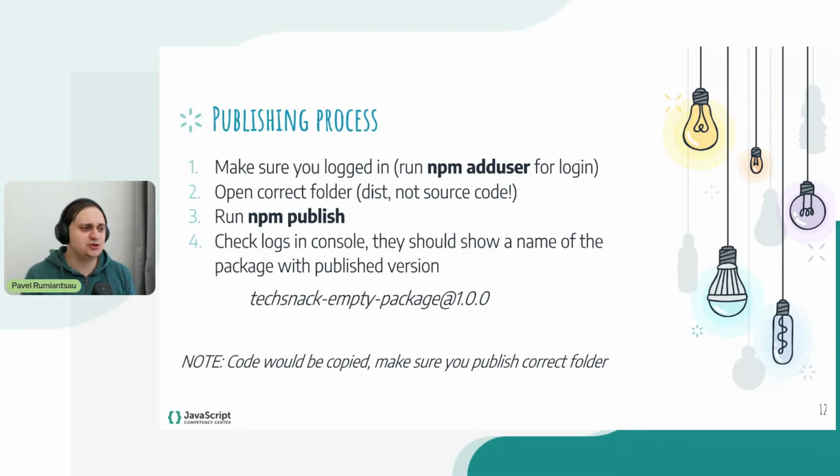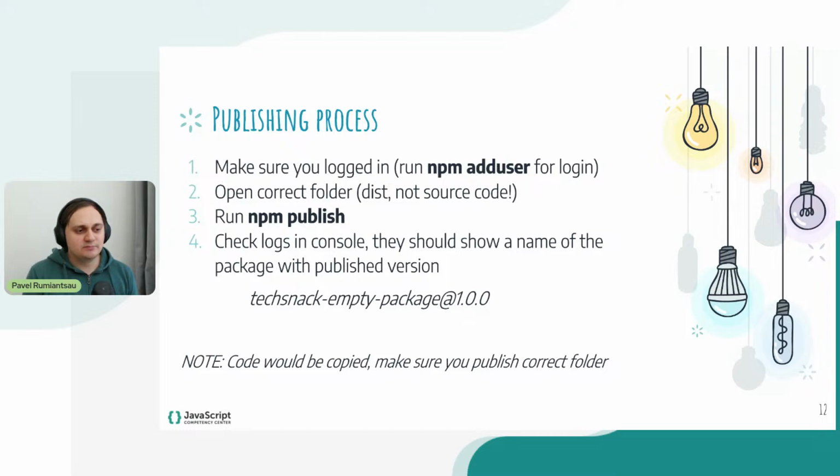You're just running publish. When everything is okay, you will see a success message which will show you that the specific version of the specific library was published. So in this example, I've created just an empty package, which is called TechSnack empty package. You can just open npm and try to find it. You will see there is a package that was created a couple of weeks ago, and you will even see that if you try to open the code, it will contain only the package.json file. So it will not contain any source code.